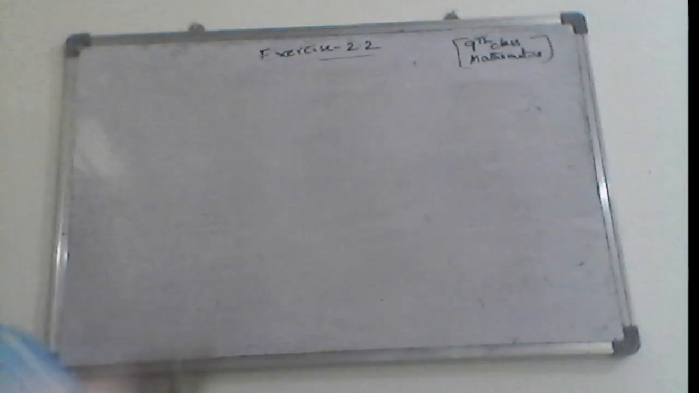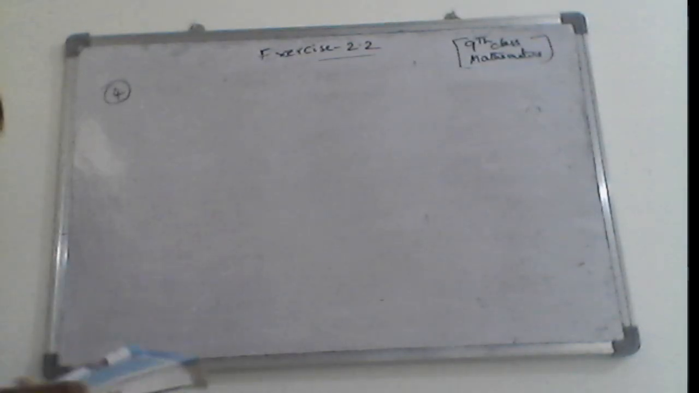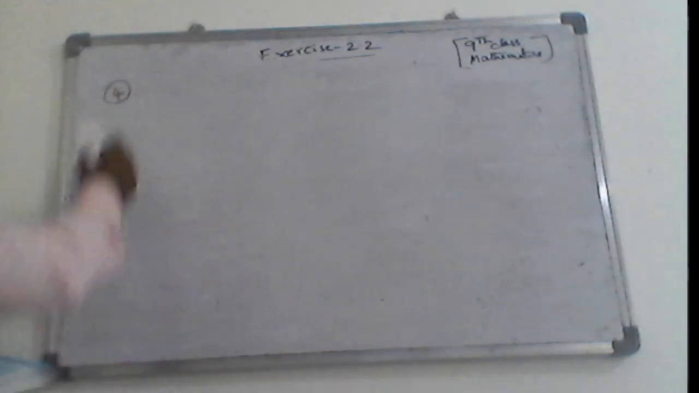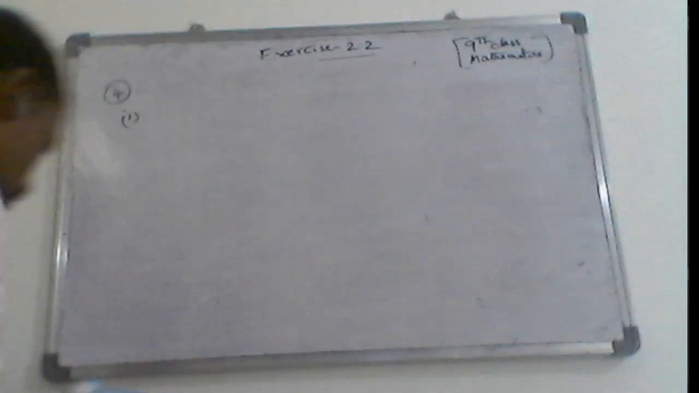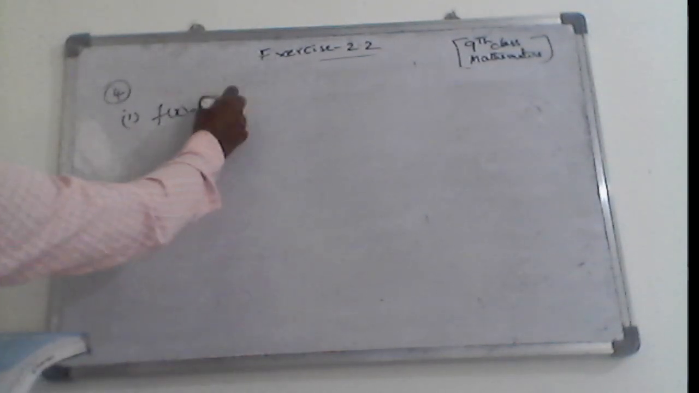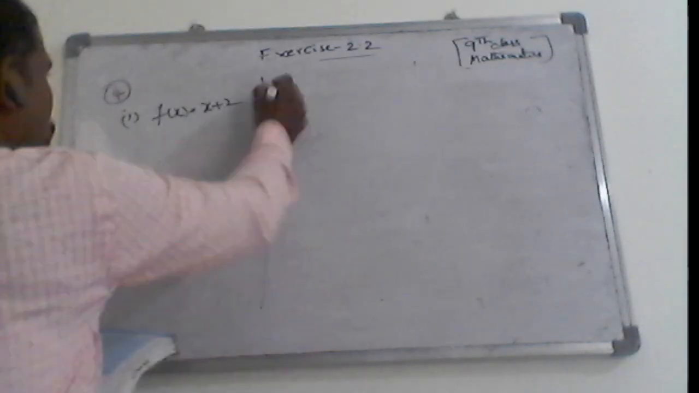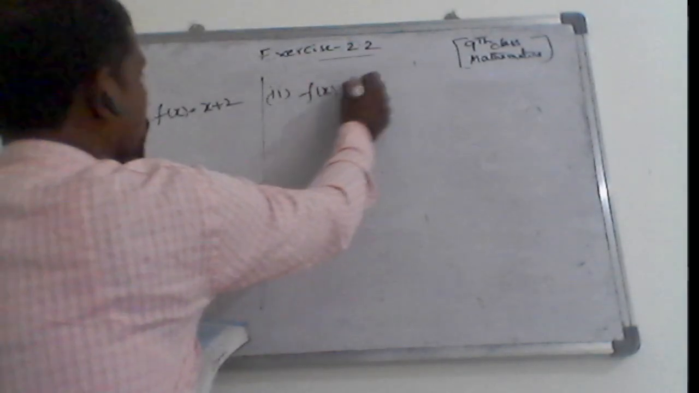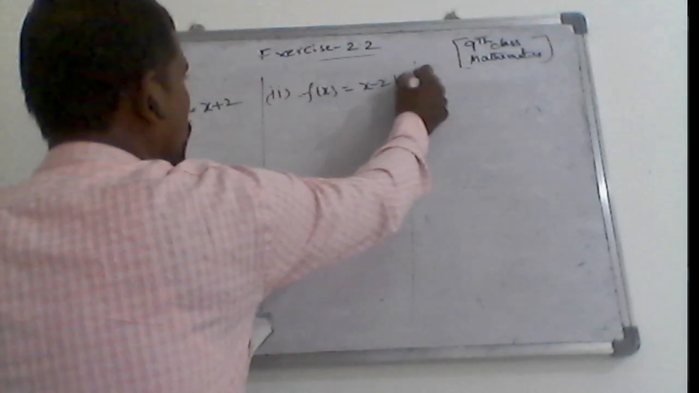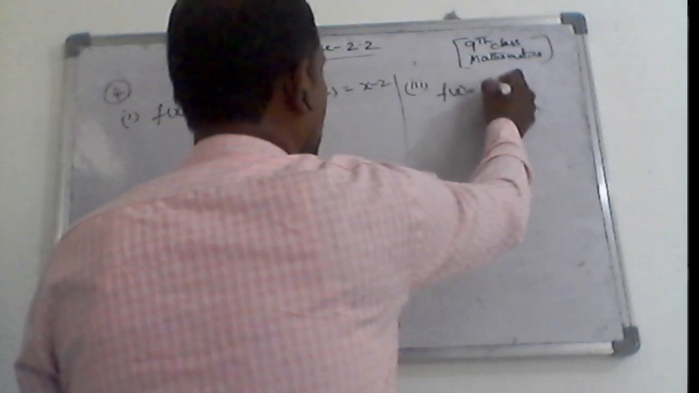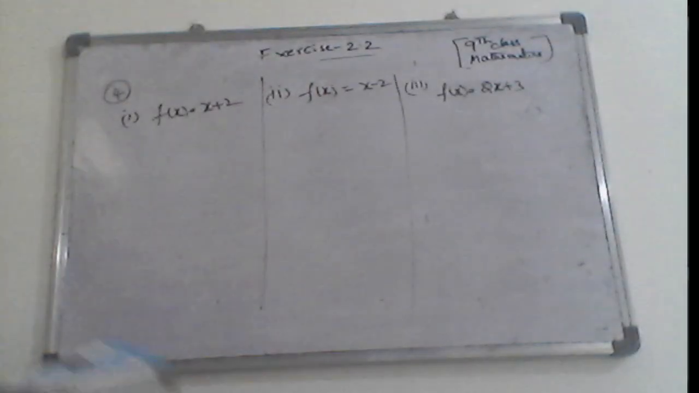Bit number 4. Find the zero of the polynomial in each of the following cases. First one, f of x equal to x plus 2. Second one, f of x equal to x minus 2. Third one, f of x equal to 2x plus 3.